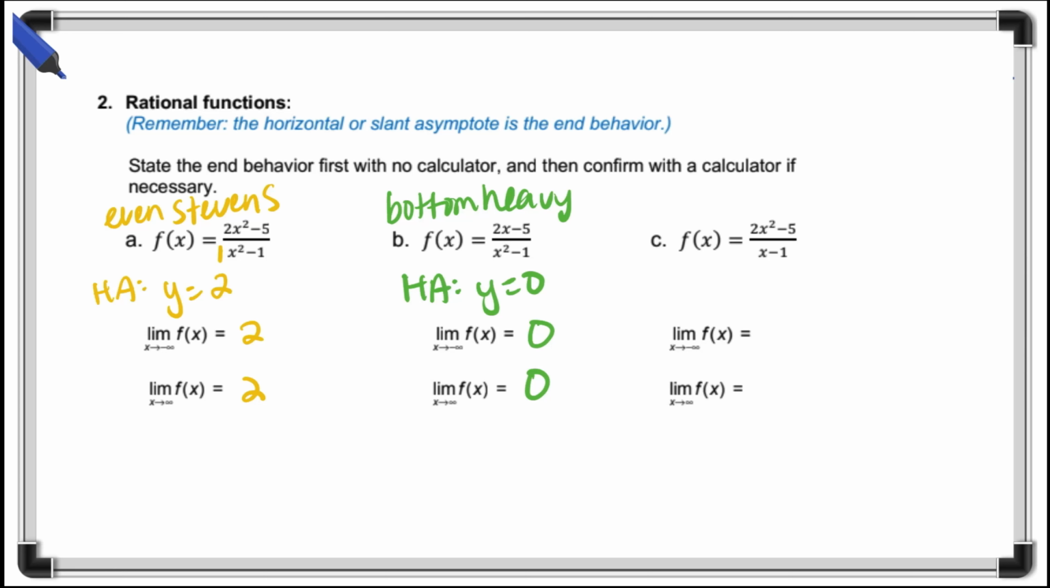In letter C, your degree in the numerator is 2 and it's larger than the denominator, so that was top heavy. That means you had no horizontal asymptote. However, you do have a slant asymptote, and a slant asymptote was when the degree in the numerator is exactly 1 larger than the degree in the denominator. So we do have to use synthetic division.